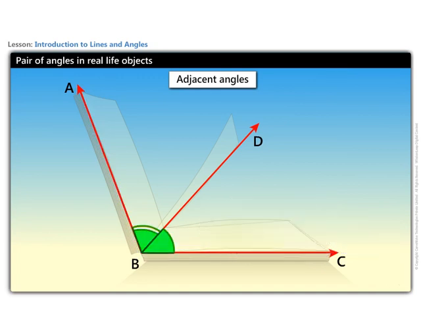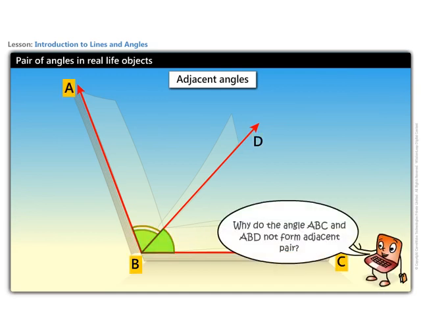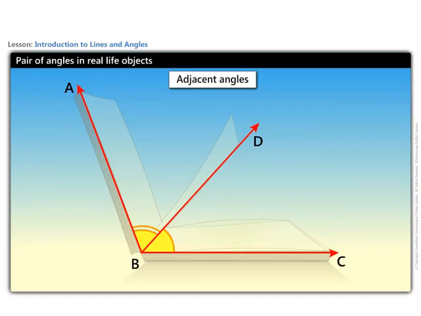When the two angles are adjacent, then the sum is always equal to the angle formed by the two non-common arms. So, angle ABC is equal to the sum of measures of angles ABD and DBC. Why do the angles ABC and ABD not form adjacent pair? Angles ABC and ABD are not adjacent angles because the non-common arms BD and BC lie on the same side of the common arm BA.